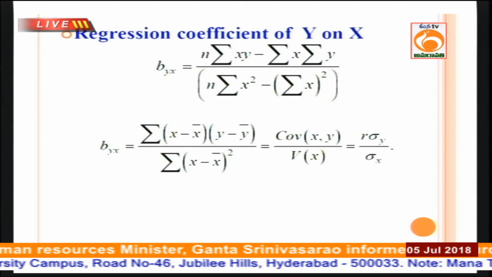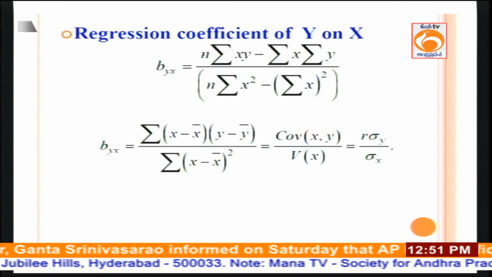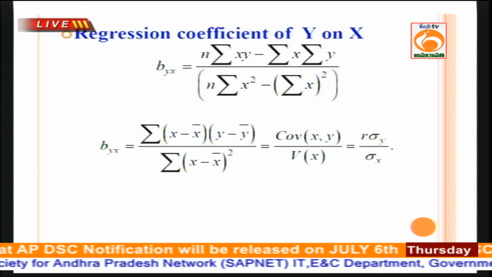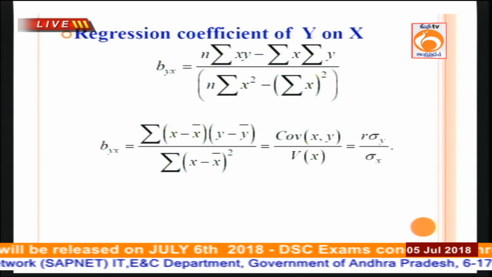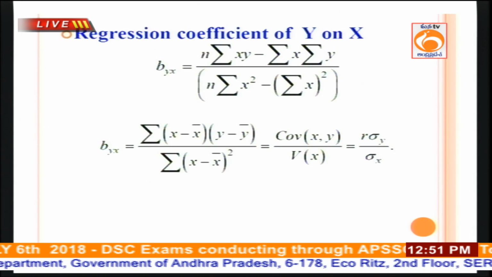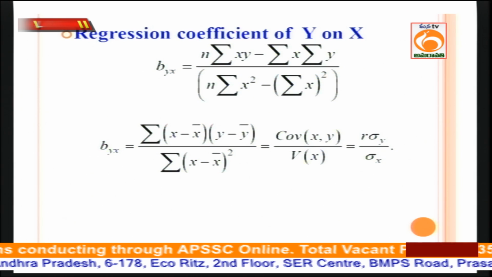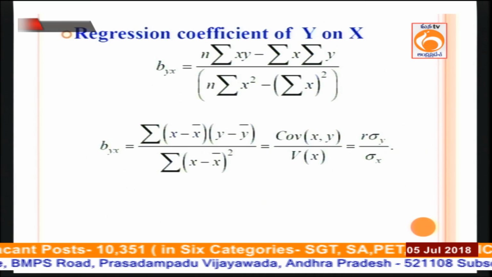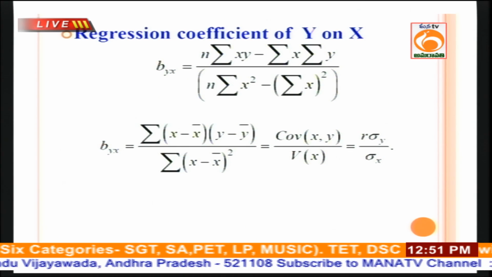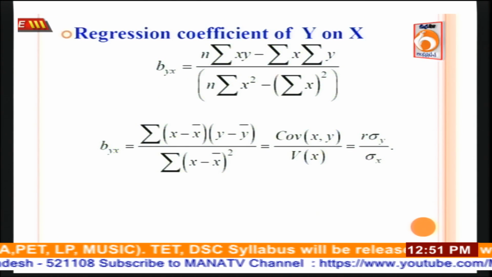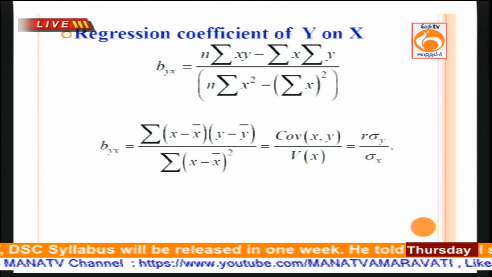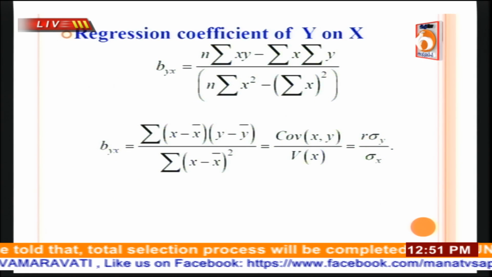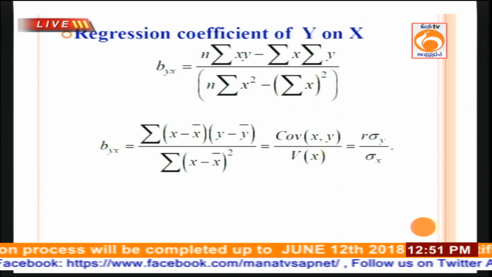Next, how do we measure the regression coefficient of y on x? With the help of mathematical techniques, we calculate it: b y on x is equal to n into summation xy minus summation x into summation y, divided by n into summation x square minus summation x whole square. With the help of this formula, we can easily calculate b y on x directly from the data. Suppose you have covariance and variance values, then use the second formula.